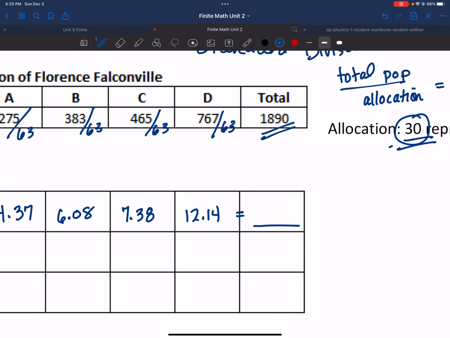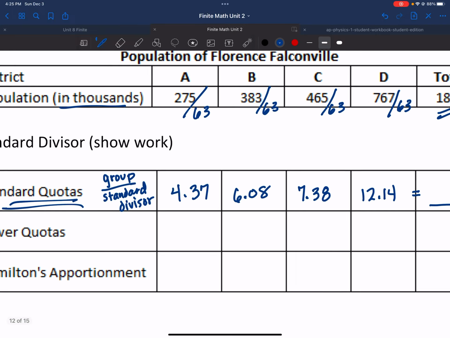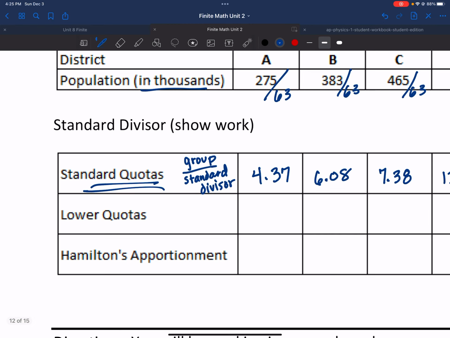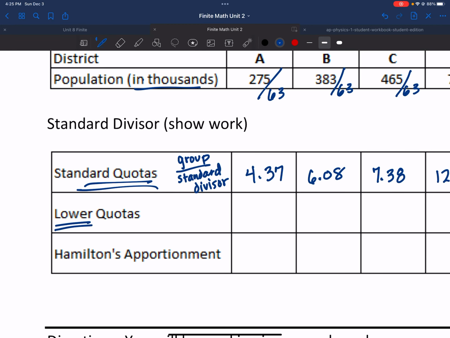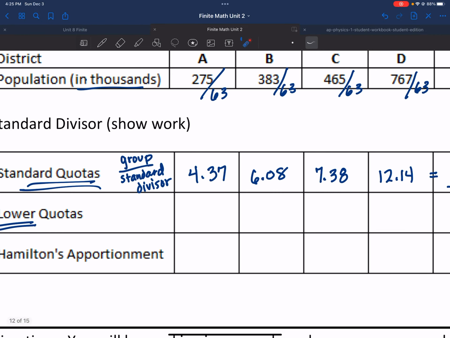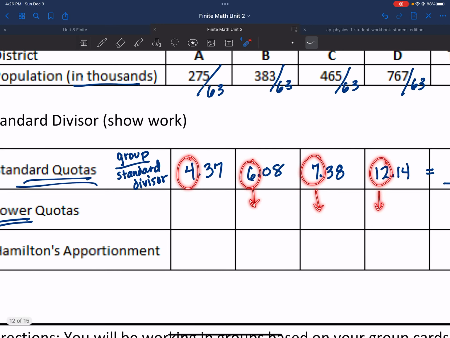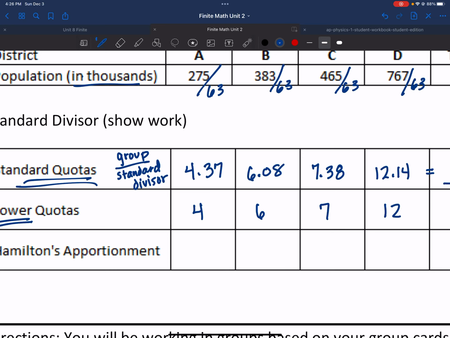and that should actually match my allocation, right? All right, so with Hamilton, what we do is we take what we call our lowers or our lower quotas. And what that means is we are only looking at the digit to the left of the decimal, and we're carrying those down. So we're not rounding at all. We're just looking at that number, and we're getting that number written down. So this would be 4, 6, 7, and 12.